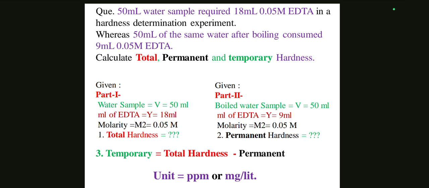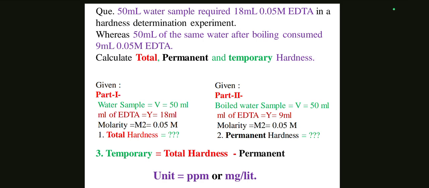Now you have to write given while solving the numerical. So what is the first part of given? First part of given is phi is equal to 15 ml. EDTA, how much ml EDTA? 18 ml. What is the molarity? 0.05. Now here what you have to find? Total hardness.